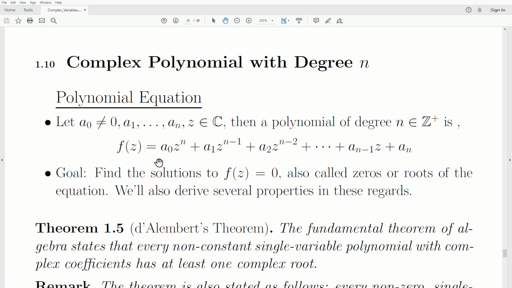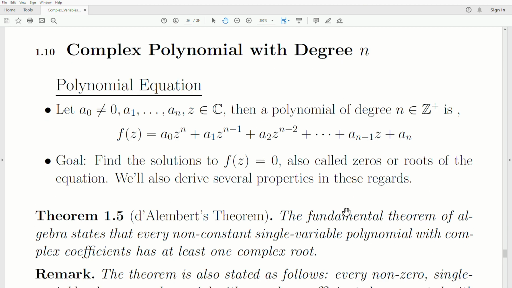So the goal that we're going to look at is to find the solutions to f of z equal to 0. The z that make this happen are called zeros, or roots, of this equation or of the polynomial, and we'll derive some special properties in these regards too.